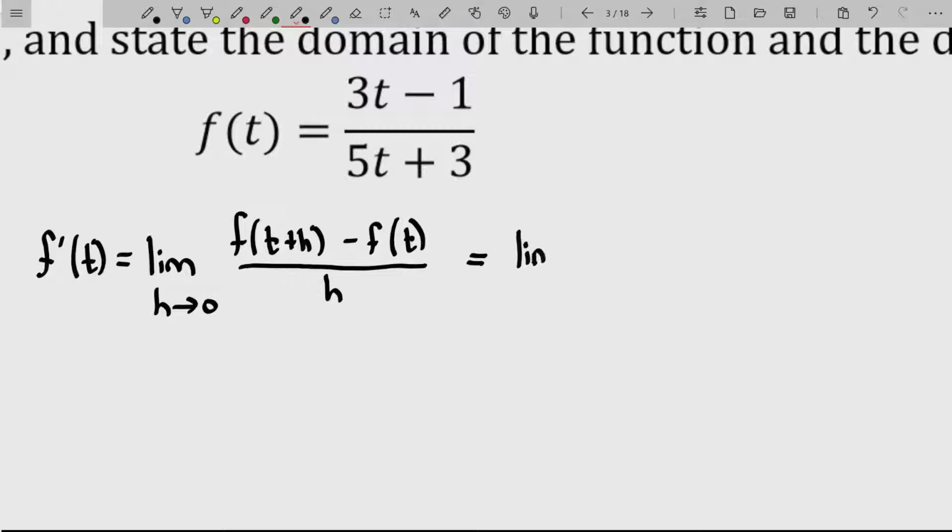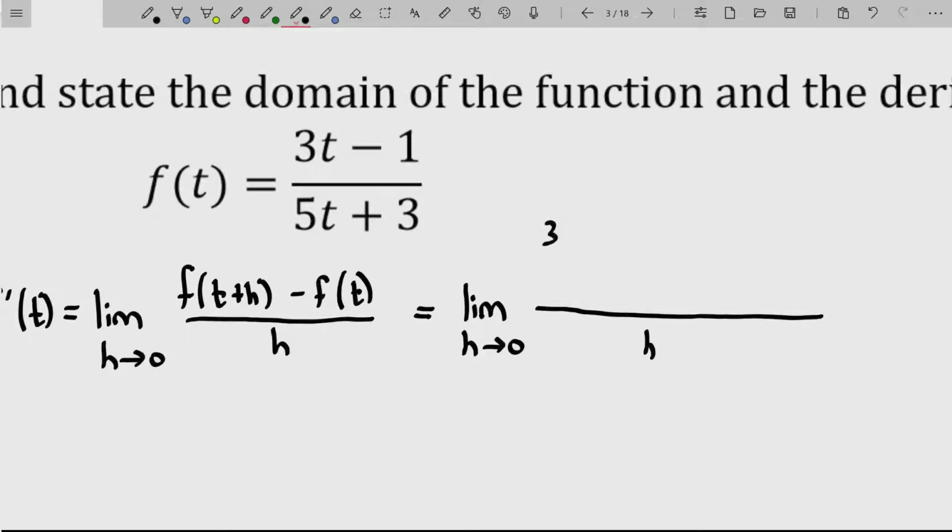So we have the limit as h tends to 0. We'll need a bigger fraction bar here. That denominator is still an h. And let's go ahead and plug t plus h into our function f here. So this will be 3 times the quantity t plus h minus 1, over 5 times the quantity t plus h plus 3. That's f of t plus h. And then we're going to subtract from that f of t.